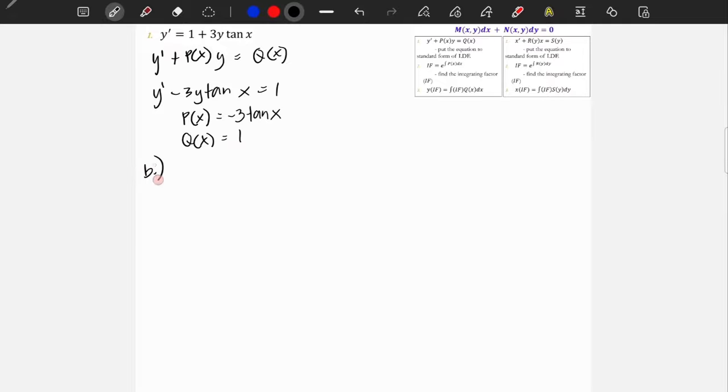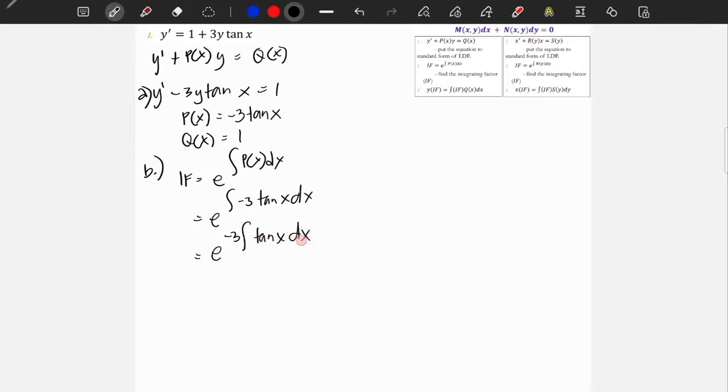Step 2 is to find the IF. The IF for linear in y is e to the integral of p of x dx. E to the integral of negative 3 tangent x dx. You put the constant outside the integral. So this is e to the negative 3 times the integral of tangent x dx.